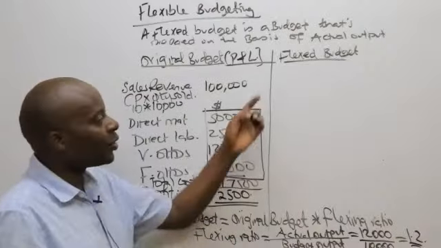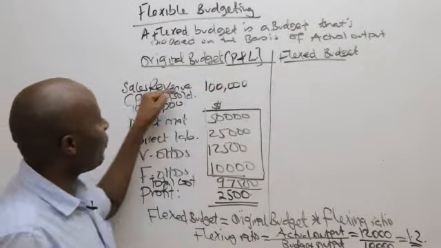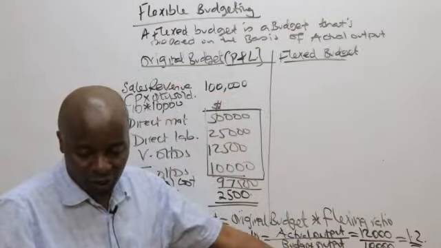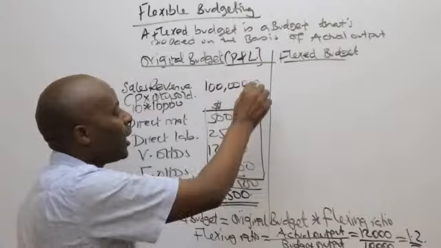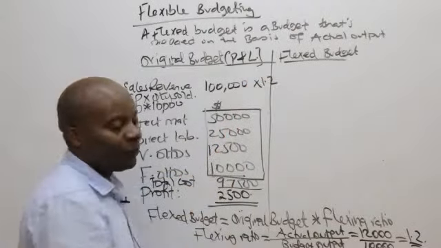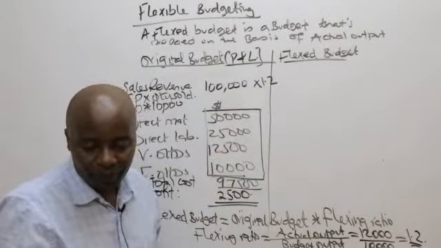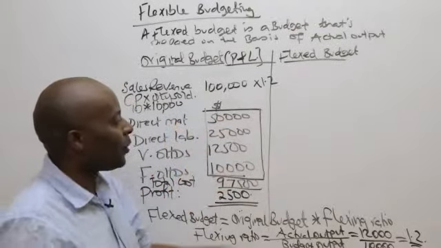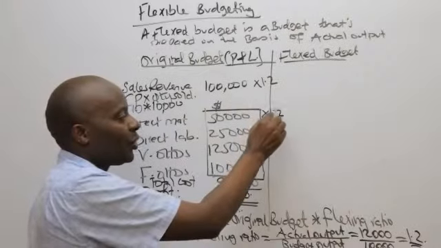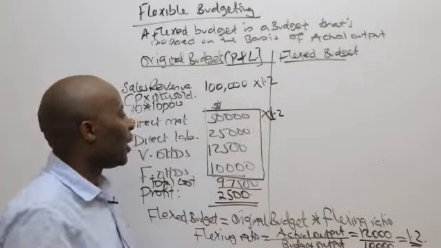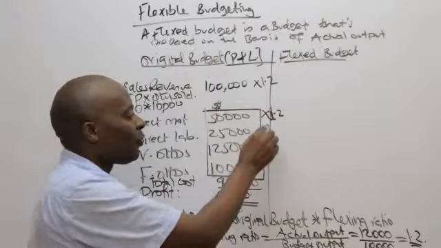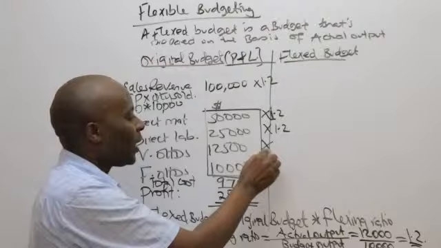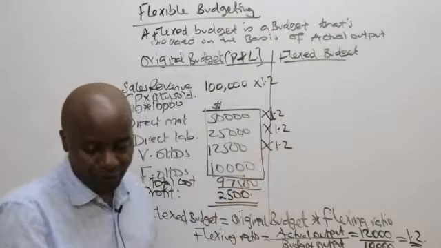So to flex my budget, I'll be taking the figures that we have here multiplied by this flexing ratio. So we have here this 100,000 times 1.2. We have direct materials 50,000 times 1.2. Direct materials, we have to flex this one. Then we have variable overheads. We have to flex this one by multiplying it with 1.2.